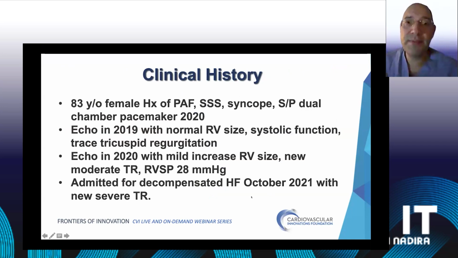Next, please, Nadira. So this is the first one. An 83-year-old with sick sinus syndrome, dual chamber pacemaker for sick sinus syndrome in 2020, so about 4 or 5 years ago. Echo in 2019: normal RV size and function, trace TR. Echo in 2020: mild increase in RV size, moderate TR. This is after her pacemaker. And then 4 years later, she was having severe TR, as you'll see. The first hospitalization for heart failure was in 2021, and she was noticed to have severe TR.